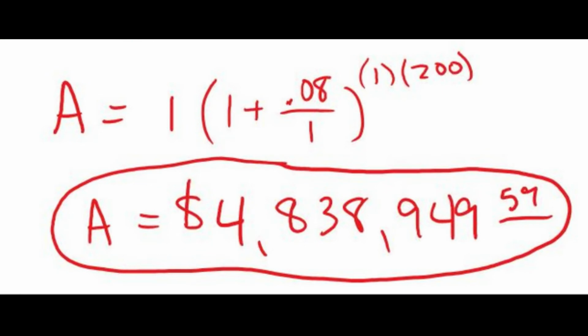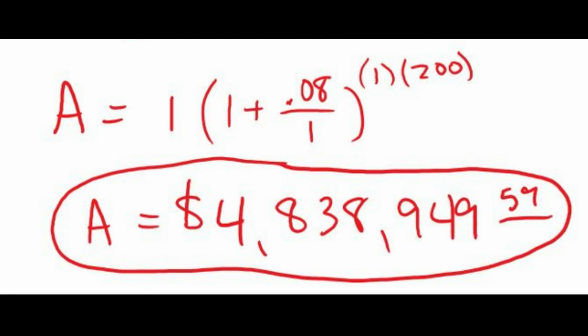That's in red. So our amount is going to be our principal of $1 times 1 plus the 8% interest. It's going to be compounded once a year, so that's why there's a 1 on the bottom. And then we have a 1 for the exponent times 200, because you jumped forward in time 200 years. So if it's compounding once per year, you're going to end up with $4,838,949.57. Pretty good for a dollar investment.